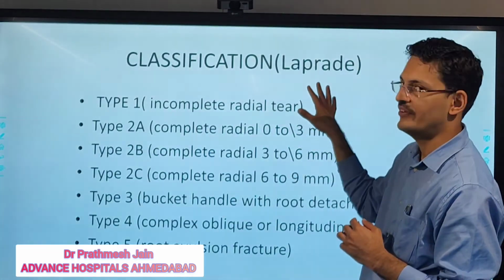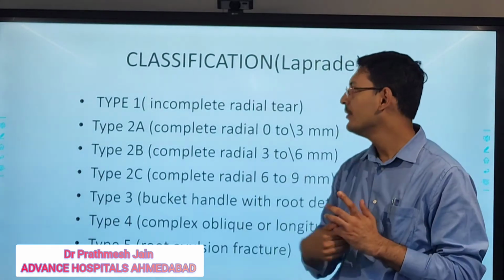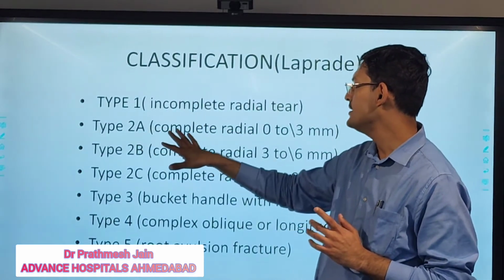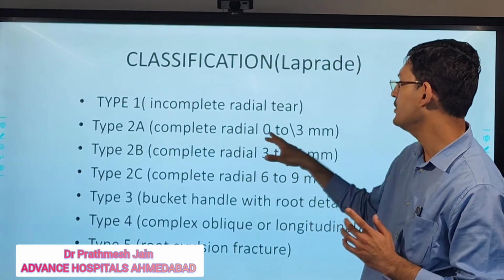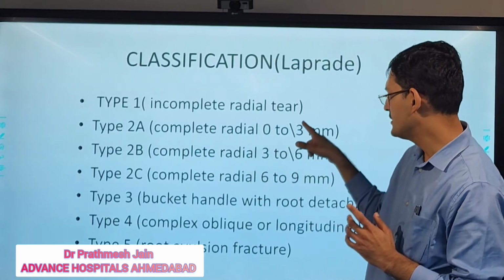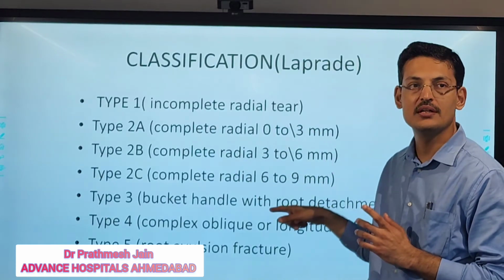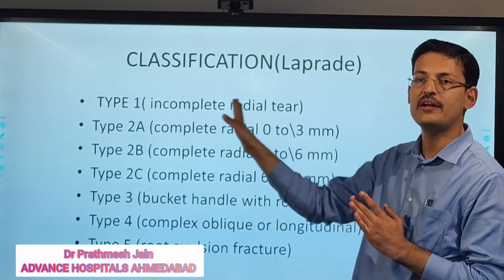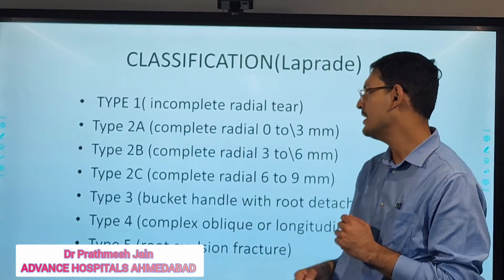Now this is the classification. This classification was given by LaPrade. Type 1 is an incomplete radial tear. Type 2 is a complete radial tear, within 0 to 3 millimeters. A, B and C. So within 1 centimeter, as I told you, is the root tear, and A, B and C depend on how much of the remnant is remaining at the attachment site.